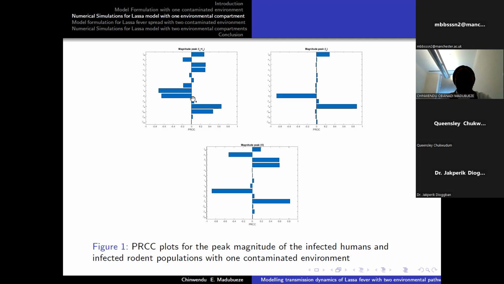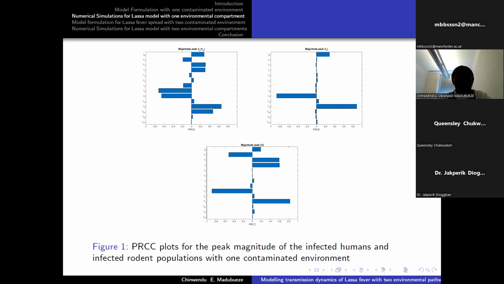of this particular virus. Now, when we come to the rat population, we see that the death rate and the transmission rate rat to rat are also very significant in the transmission of this virus. When it's a negative PRCC, it means that increasing that parameter will reduce the population, while reducing that particular parameter will increase that particular population.